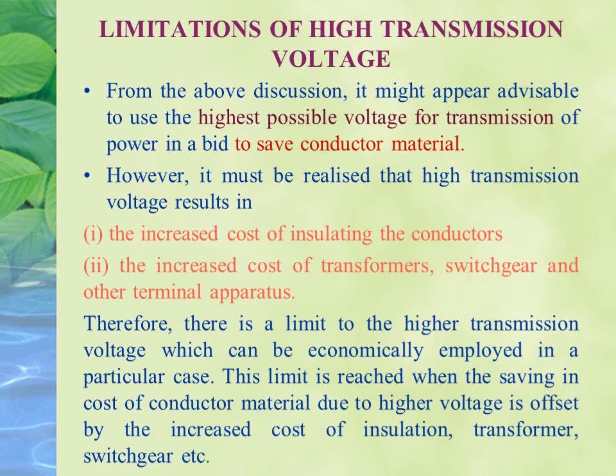So if you are increasing the transmission voltage, automatically the conductor material required will be reduced. But it has its own limitations. If you are using a high transmission voltage, we are going to see those things. If we prefer high transmission voltage, it results in increased cost of insulating the conductor, and the cost of transformer, switchgear and other terminal apparatus will also increase. So automatically the initial capital cost will be increased.